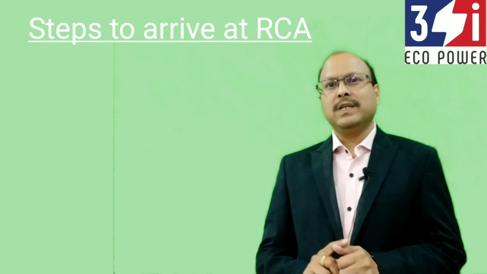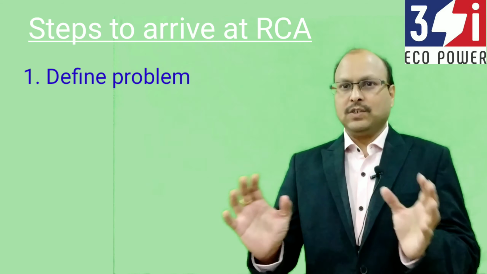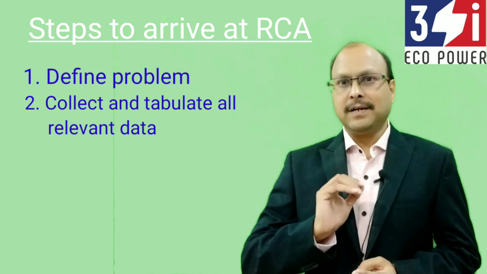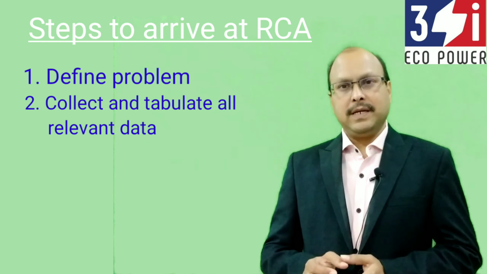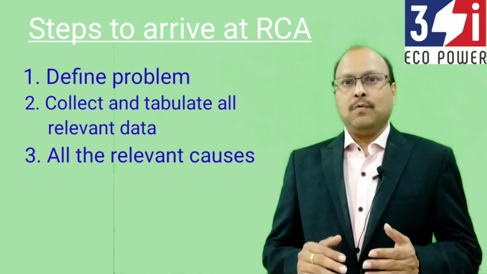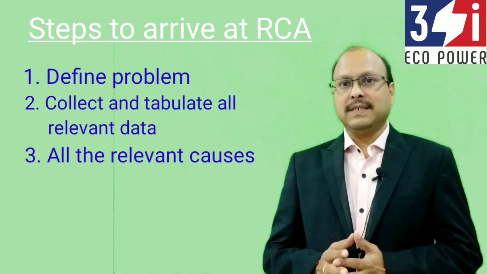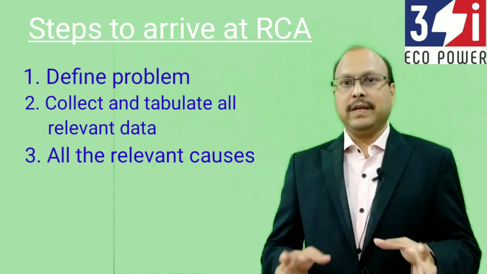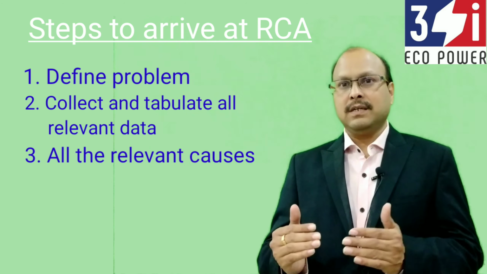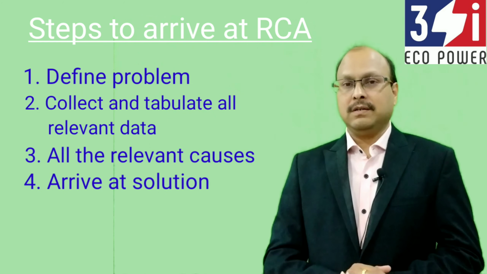What are they? First one is you should define the problem very clearly. The problem, what actually it is. Second point is collect all the data that is related to the problem. The data should be exhaustive. Then the third point is, what are the causes because of which the problem has arisen? All the causes which you think are relevant. You have to define everything. Now based on this and using different statistical techniques, arrive at a solution.